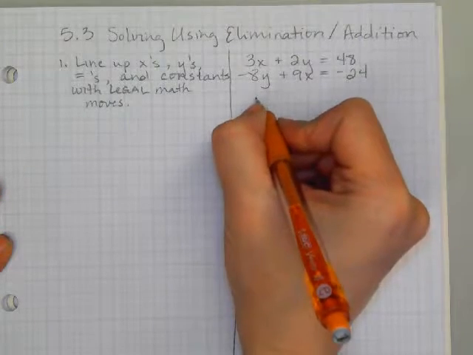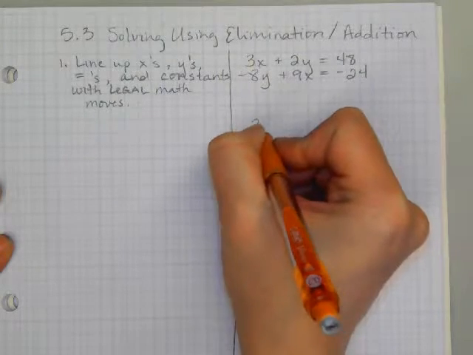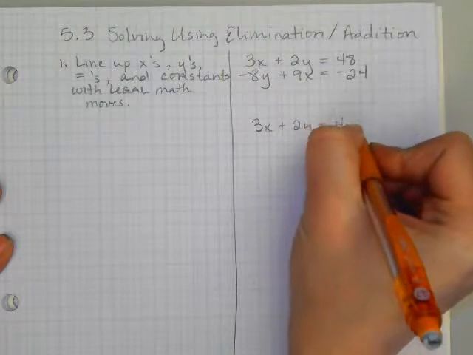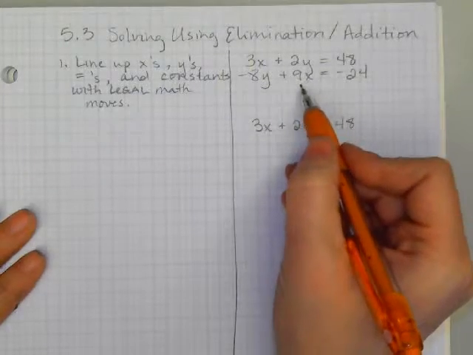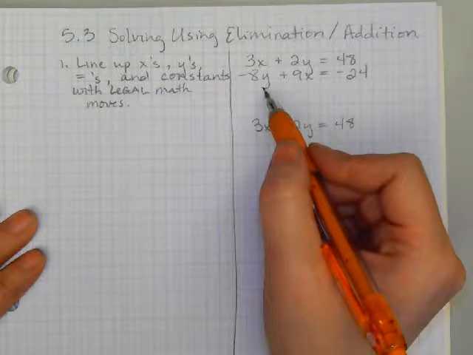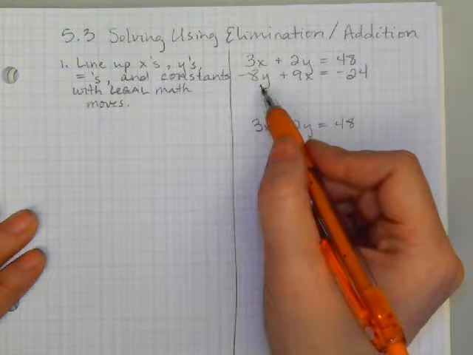And the second equation, what do I need to make sure comes with that 8y? What needs to stay with that 8y? The negative sign. So this is going to be 9x minus 8y equals negative 24.